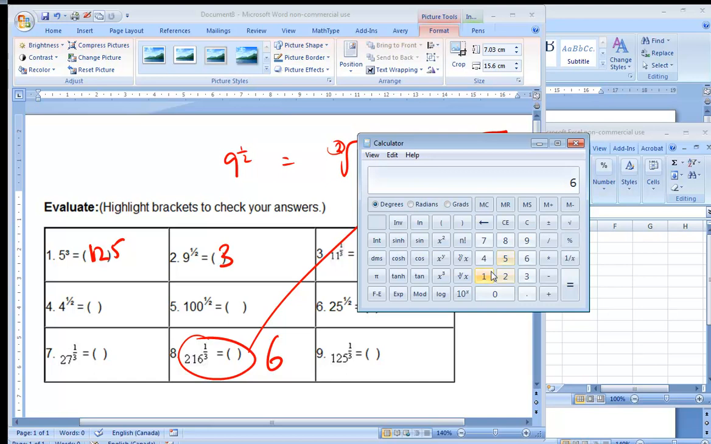Or I could have done, does it have cube root here? It has cube root, so I could have done the cube root. Oops, I think I have to put the number in first on this one. Every calculator is a little bit different. 216 and then hit cube root, and I get the answer 6.